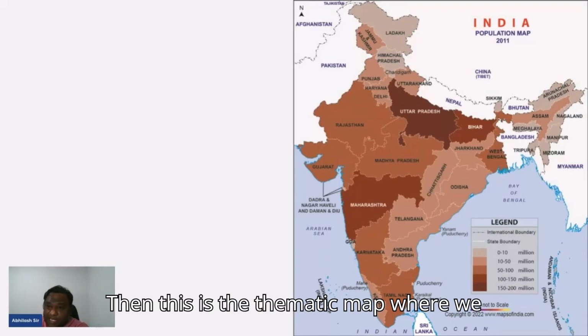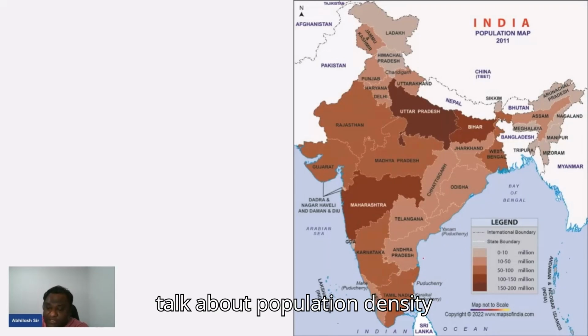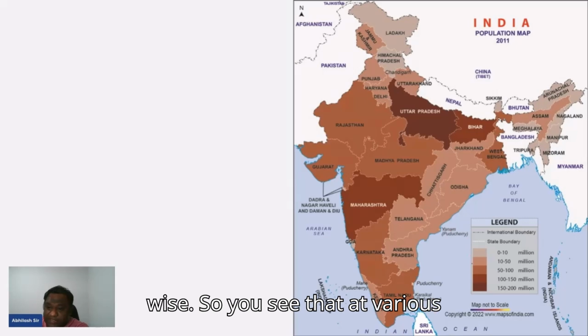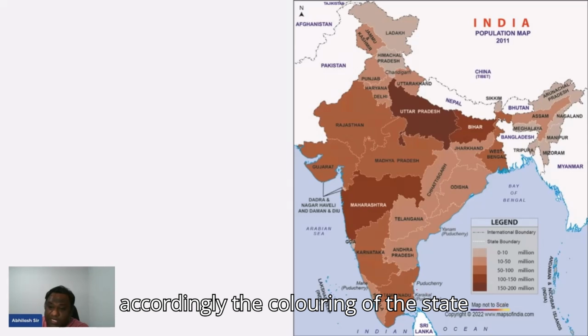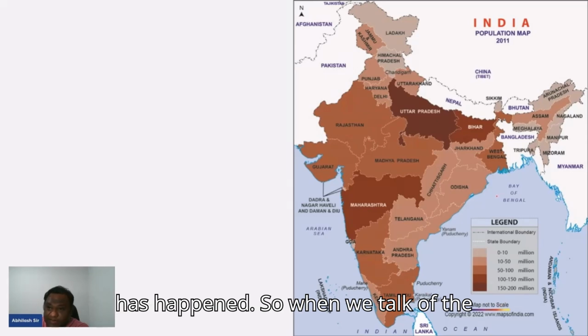Then this is the thematic map where we talk about population, density-wise. So you see that at various states, what is the population level? Accordingly, the coloring of the state has happened.